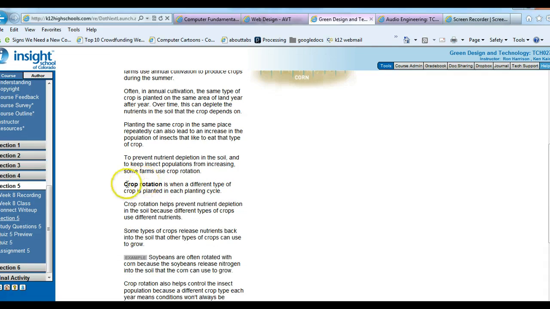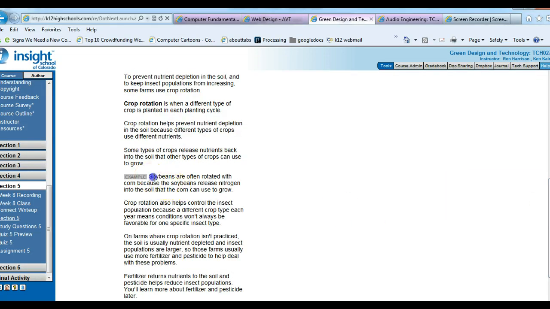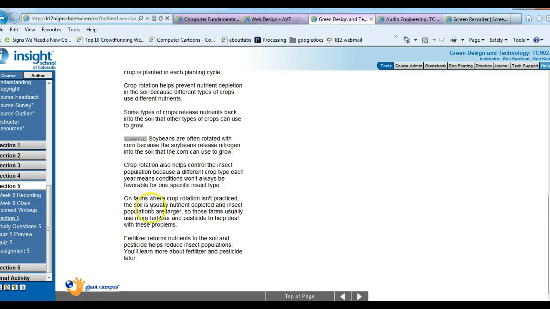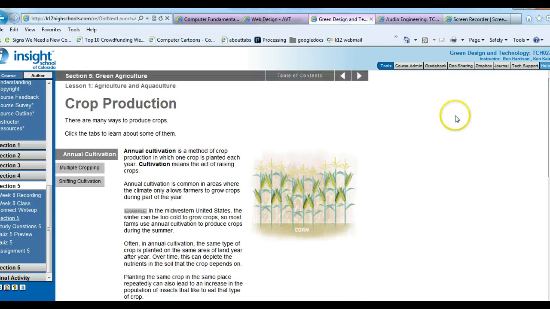Then there's different types of growing. You can have crop rotation. That's when crops are planted in different planting cycles. And crop rotation helps build up soils, so the soils are really good. So soybeans are rotated with corn in some places like the South where they can grow stuff year-round, because soybeans put a lot of nitrogen in the soil that corn can use. So crop rotation is really important. And if you have crop rotation, you don't have to use so much fertilizer. So you see down here, fertilizer puts nutrients in the soil, but fertilizer is also bad for people. So crop rotation can control insects, and it can also make the soil stronger. So crop rotation is really important. Lots of places they don't do that.